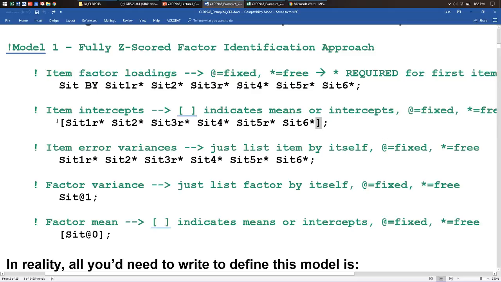All intercepts are estimated by default, so I don't technically need this line at all, but I put it there so that you can remember that you're actually having those as estimated parameters in the model.